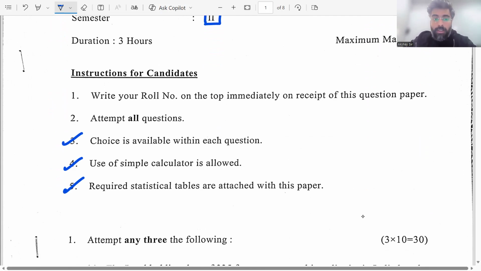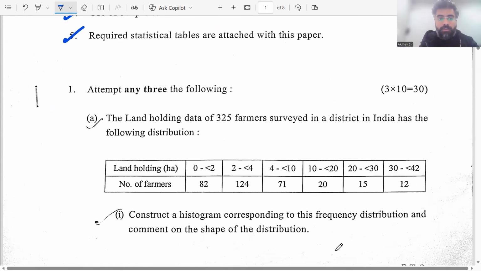So in this lecture, I'm going to start with the discussion of question 1, part A. Hoping all students enjoy this lecture. Make sure that you are sitting with a register and a pen to make notes. Let's quickly solve this problem based on histograms. I have covered histograms in my lectures on descriptive statistics.